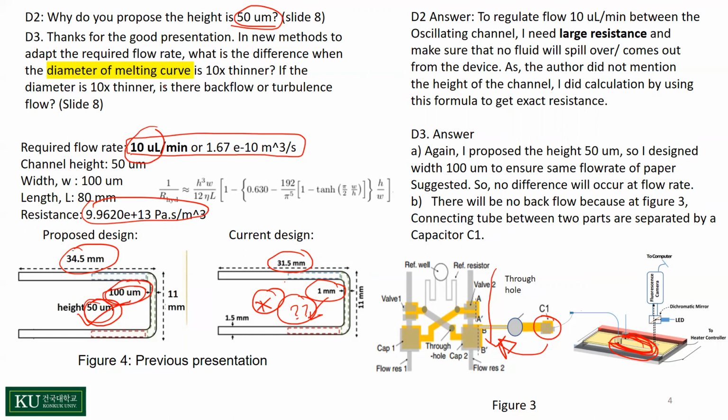And the next question is, on the diameter, maybe this should be the width, not the diameter. This is the channel, not the melting curve. So if the width is 10x thinner, then will there be any backflow or turbulence here? According to this question, I already mentioned the first part.